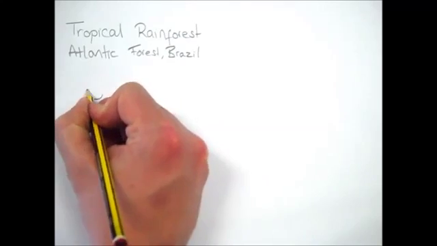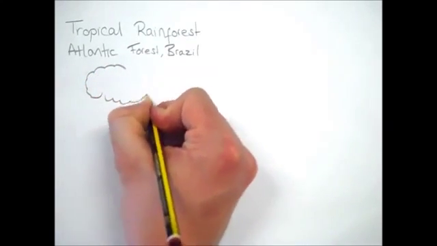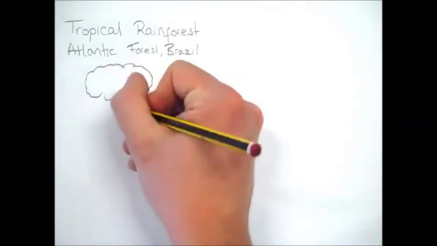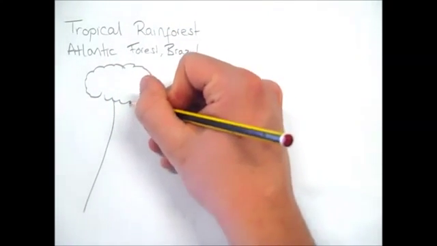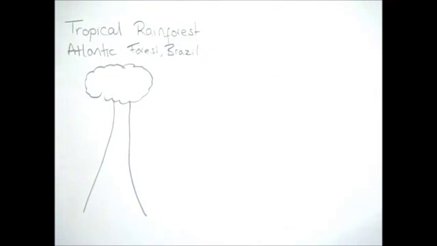So, if we just start off, we're drawing a nice large tree. That typical idea of very tall trees in the rainforest. Now, what makes the rainforest really distinct is its four clear layers of vegetation.